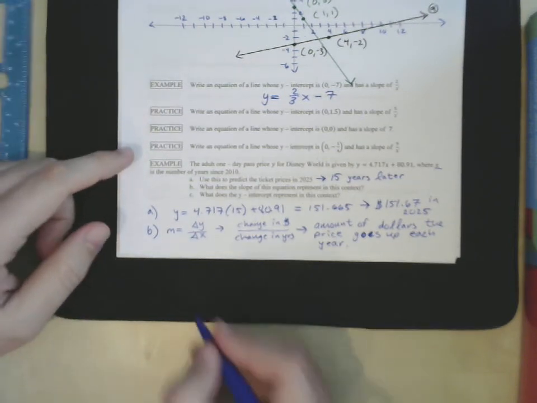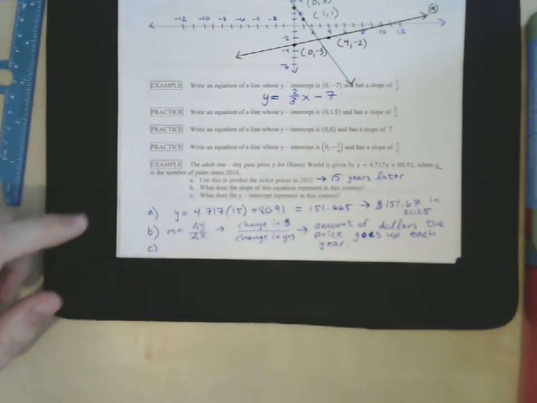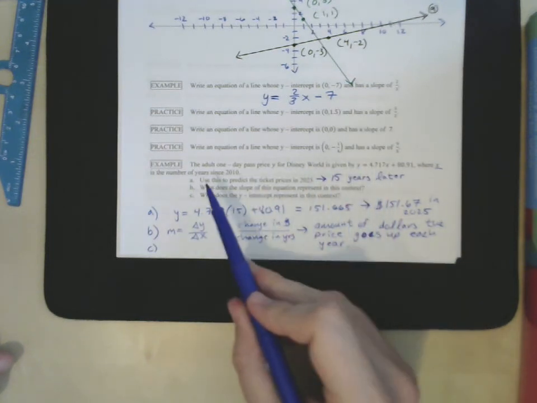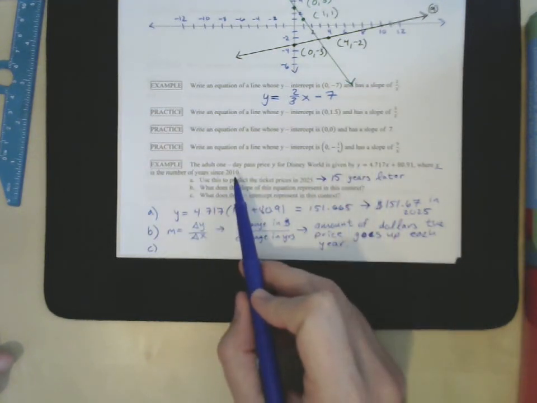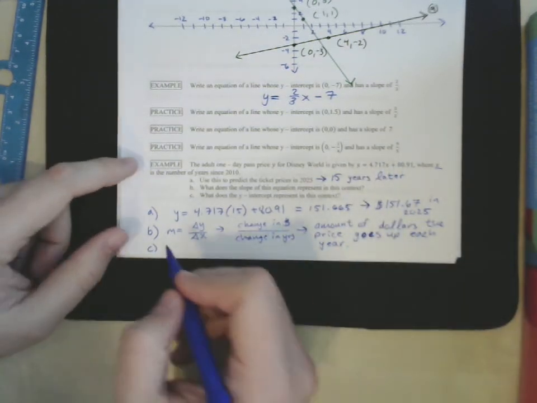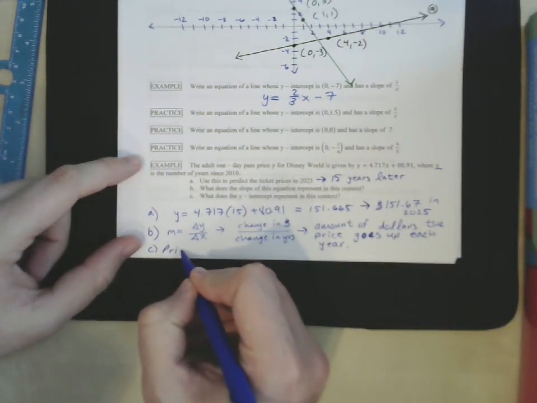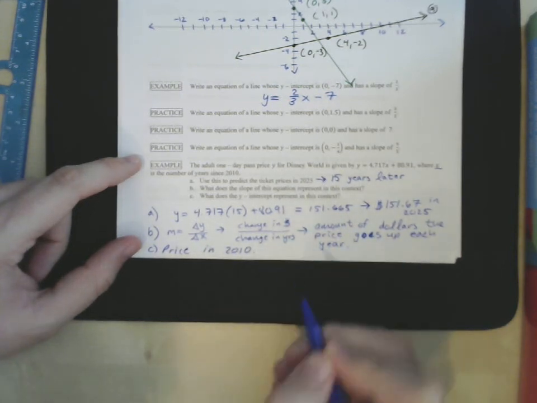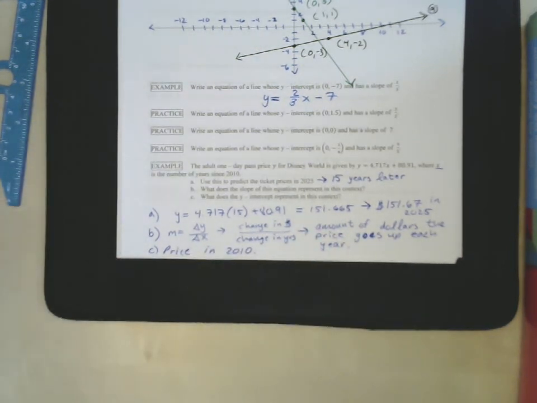And then in part C, we're interpreting what the y-intercept is. And the y-intercept represents when x is 0. So if x is 0, x is the number of years since 2010, we get y equals a number. That's the price in 2010. That's how we interpret it in this context.